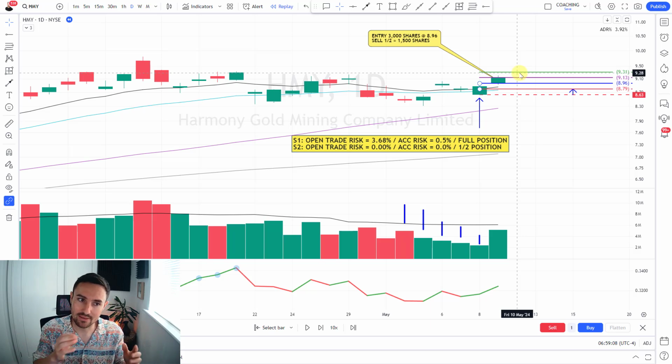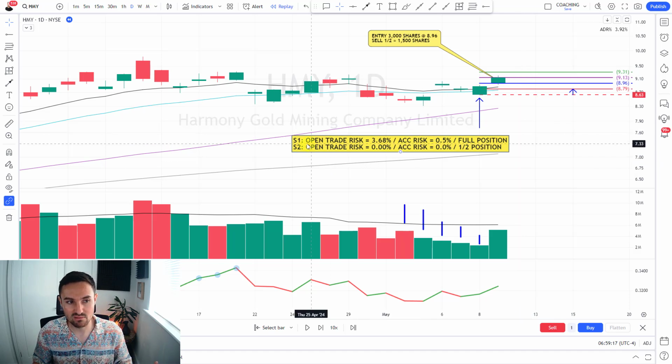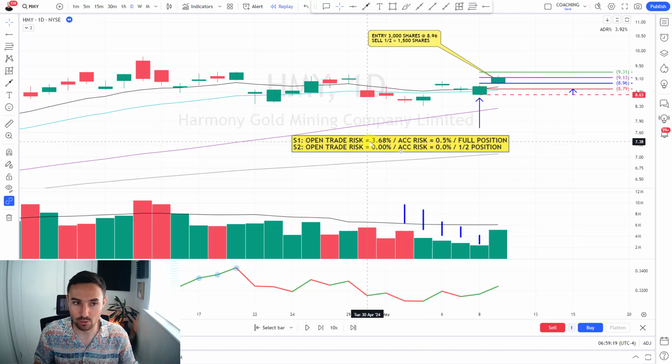And if you understand the inputs that you're putting in and realize it's a skill set, okay, mitigating risk is a skill set. How do I want to mitigate the risk? How do I want to get the risk out? Now you may just go, I just like scenario number 1. I don't mind having open trade risk of 3.68%. I don't mind still having open account risk of 0.5%, and I've got my full position. Or you may go, actually, I prefer scenario number 2 here.